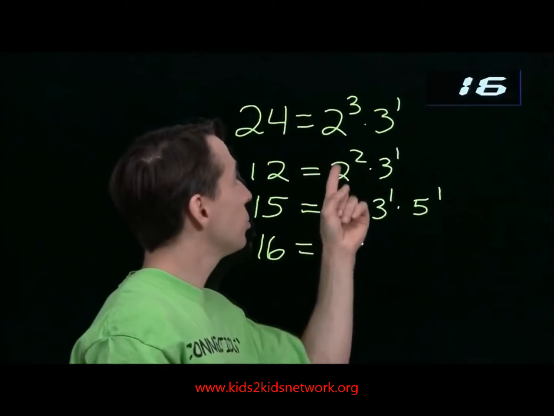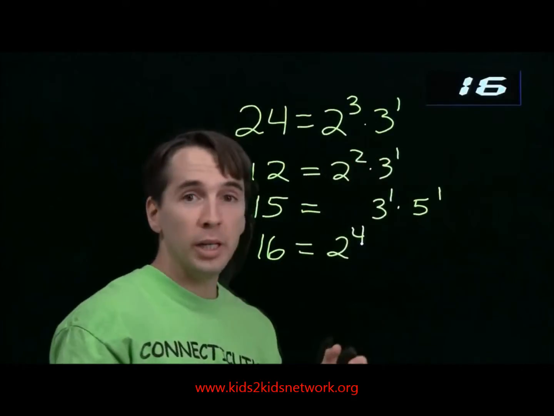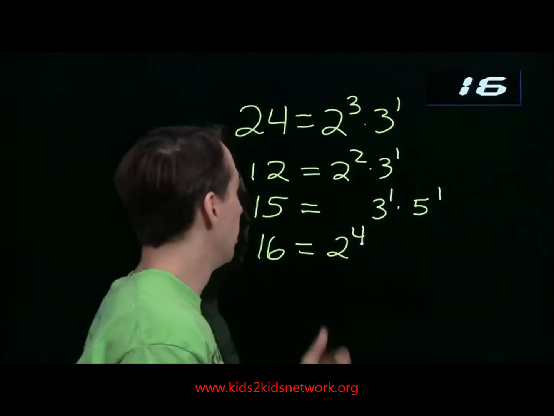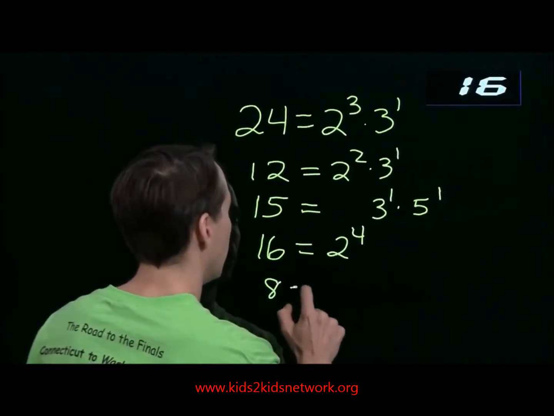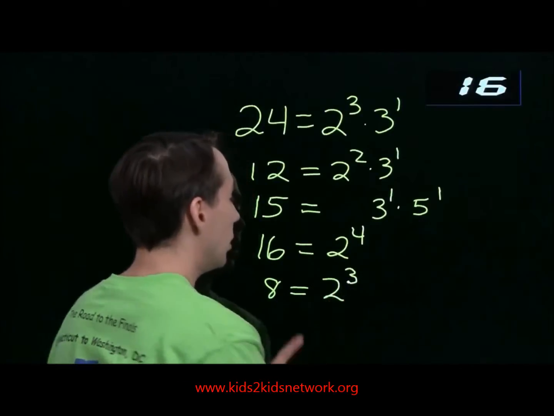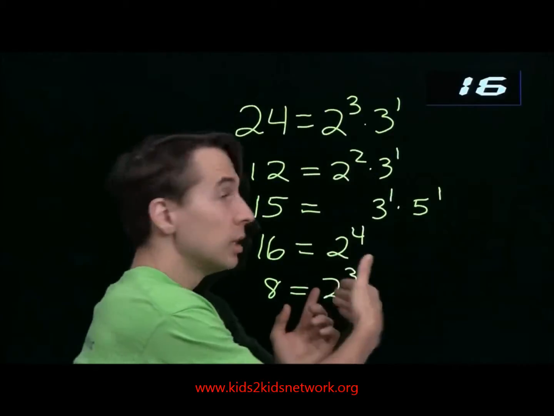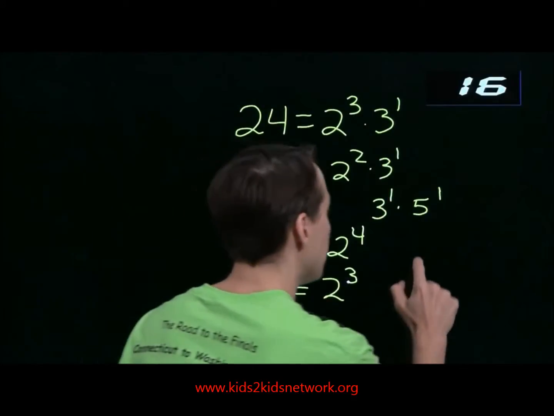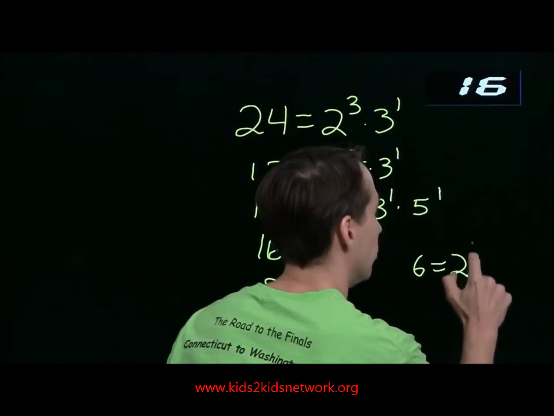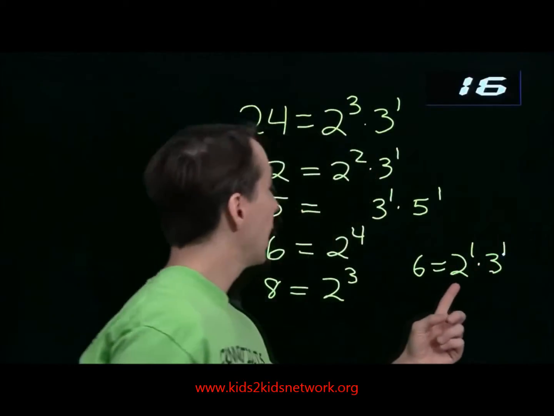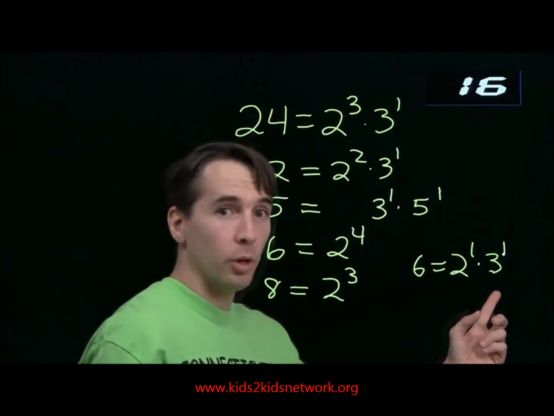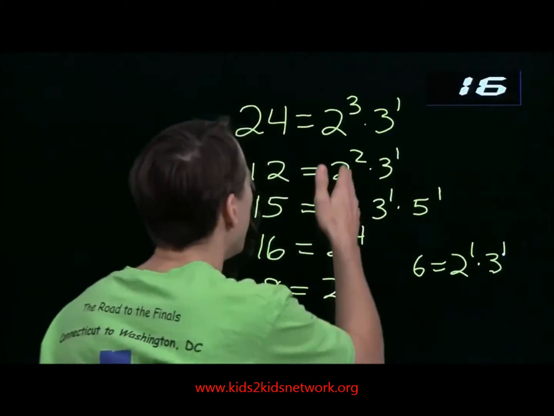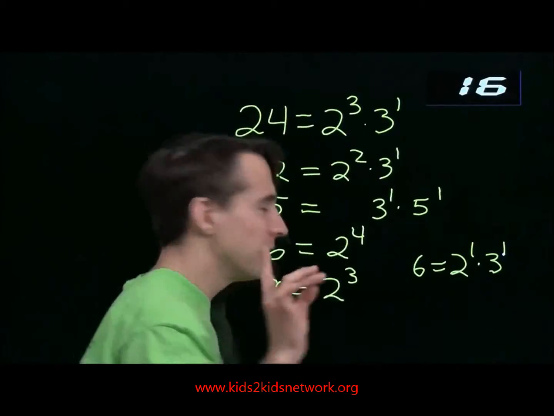But any number that has at most 3 2s and at most 1 3 in its prime factorization and no other primes, that's a divisor of 24. For example, if I take 8, 8 is just 2 cubed, doesn't have more than 3 2s, doesn't have any other primes other than 2 and 3. That's a divisor of 24. If I did 6, that's 2 to the first times 3 to the first, doesn't have more than 3 2s, doesn't have more than 1 3. This is a divisor of 24. It doesn't have any other primes either. So now we know how to use prime factorization to find divisors.